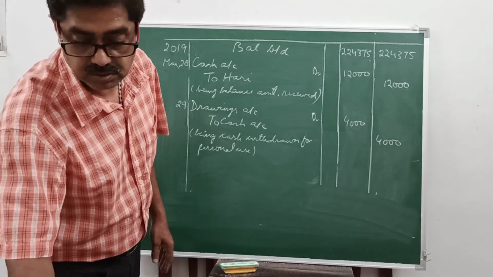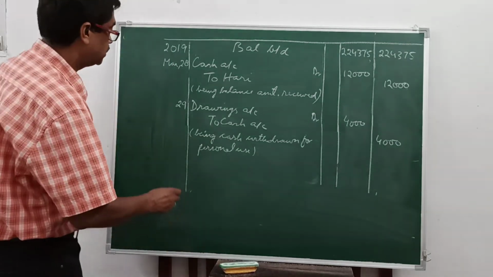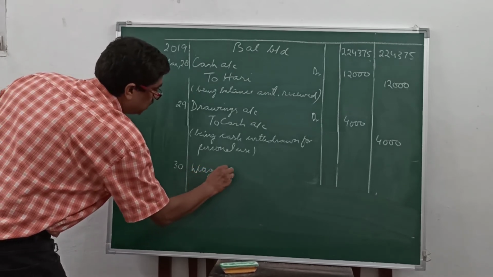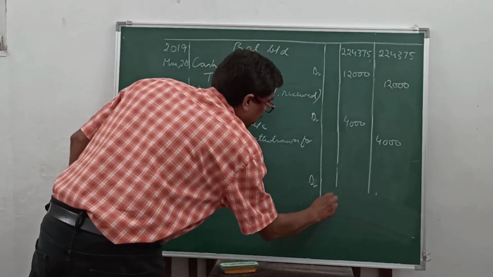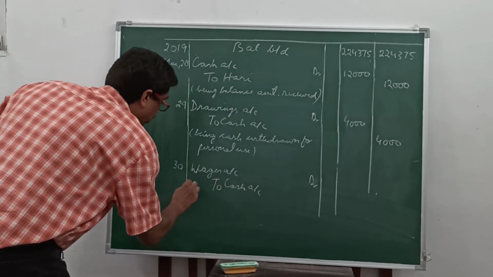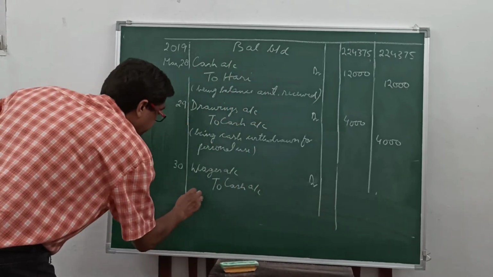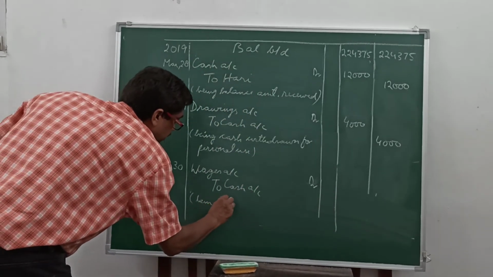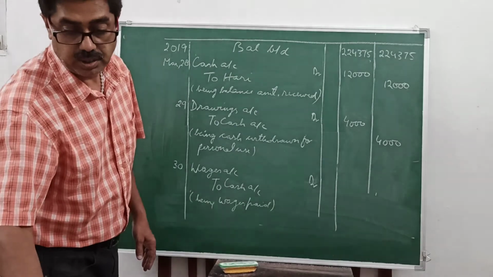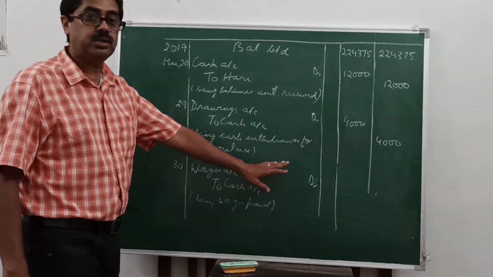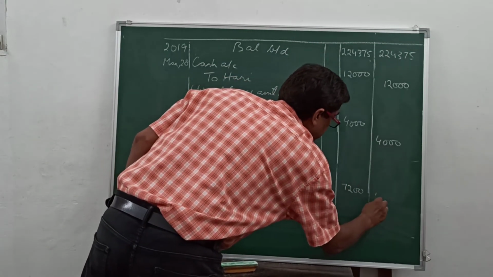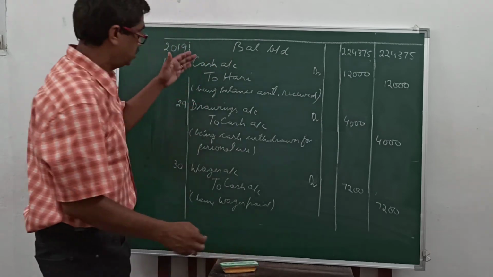The next transaction is on 30th. Wages paid, leave a line, write 30th. Debit all expenses and losses. Wages account will be debited, nominal account. Cash goes out from the business, to cash account. Credit what goes out. Being wages paid. And the amount being 7,200. If you don't write the amount, no marks will be allotted. So you have to write the amount also. 7,200. So I have passed 3 entries here.